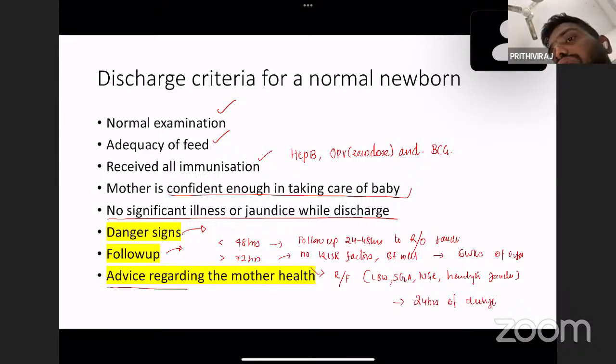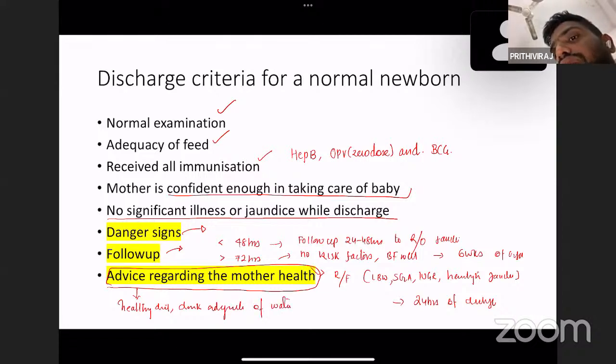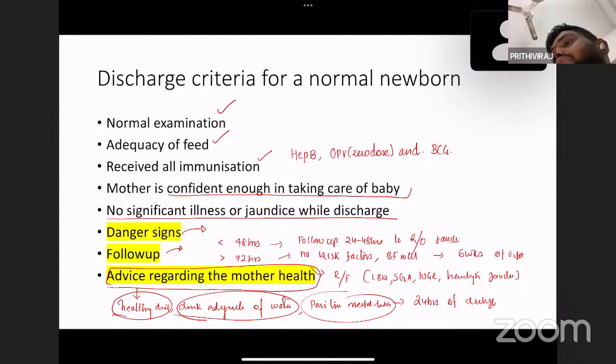And also, most importantly, advice regarding the mother's health. Ask the mother to have a healthy, balanced diet and drink an adequate amount of water. If the mother has a good healthy diet, is well hydrated and has positive mental health, all of this helps her breastfeeding, because breastfeeding is the only food source for the child. So in order to help the mother give a good amount of breastfeed to the child, the mother's health should be taken care of.